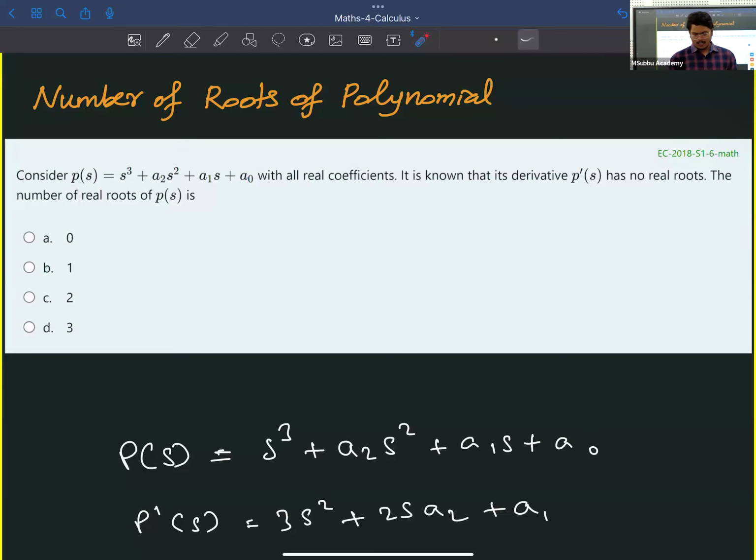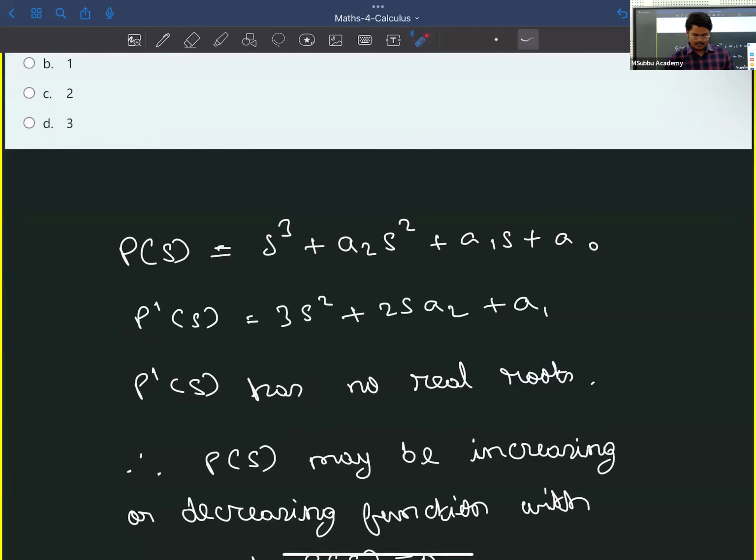So these all are real coefficients. What they have told us is that p dash of x has no real roots. So first let us find p dash of s, which is nothing but 3s square plus 2s a2 plus a1.